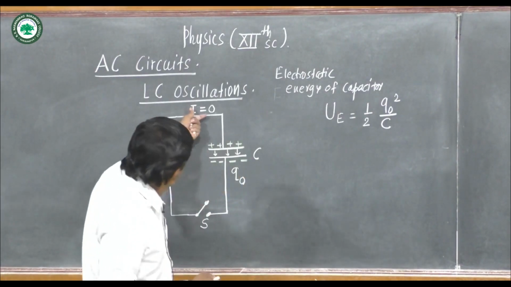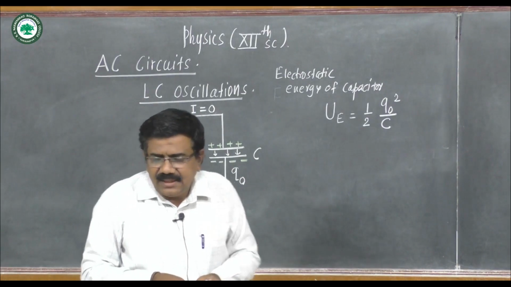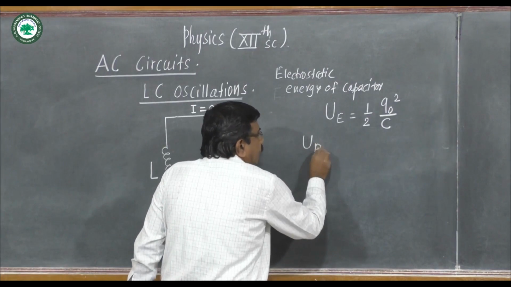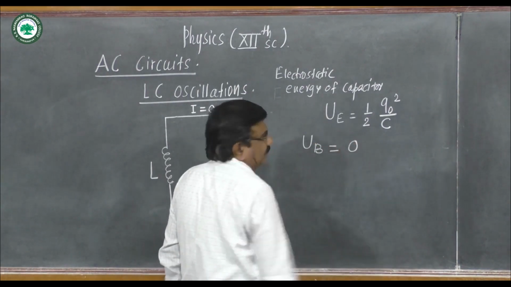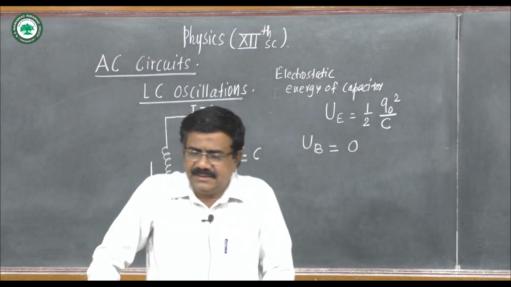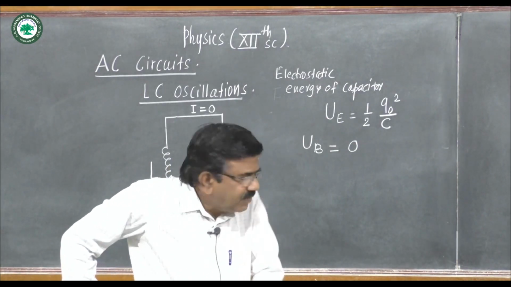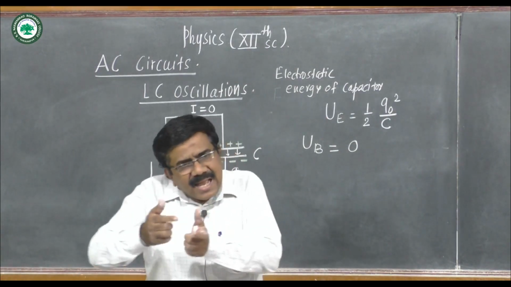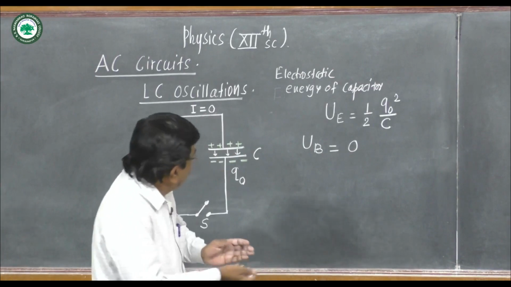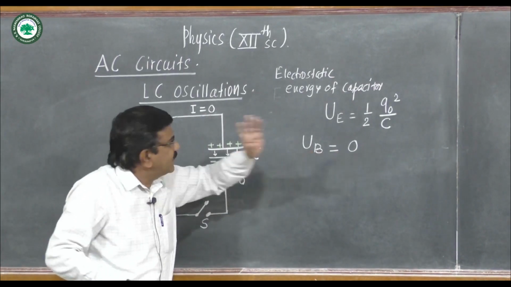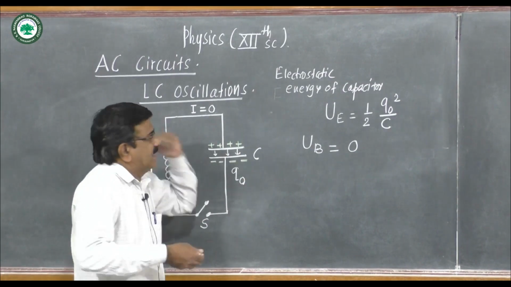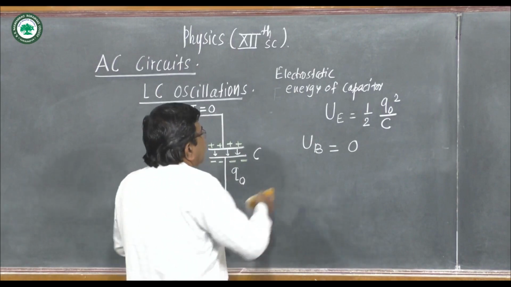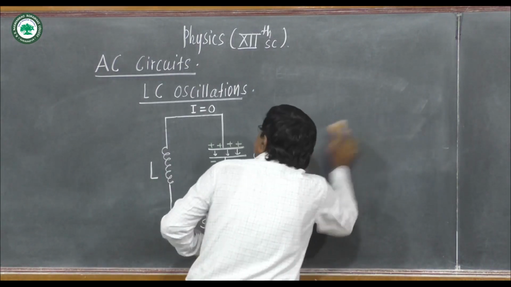As there is no current through the inductor, the energy stored in the magnetic field of the inductor, which we denote by UB, is 0, because there is no current as the switch is open. We know that UB is 1/2 Li square, and as current is 0, this magnetic field energy of the inductor is 0 in this case. Now see what happens if this switch is closed.